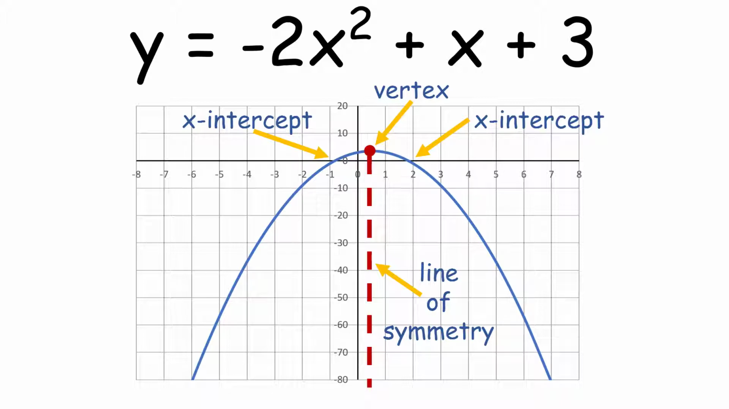Now it's possible for the parabola not to cross the x-axis at all, and therefore have no x-intercepts. But regardless of whether it intersects the x-axis or not, for every y value there are two x values, and they're equidistant from the line of symmetry.